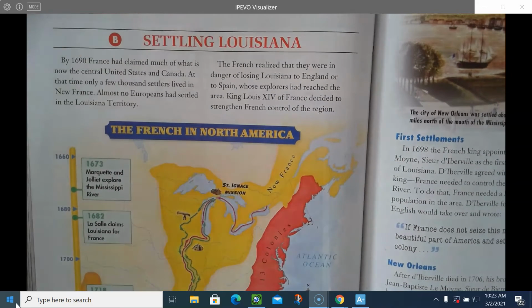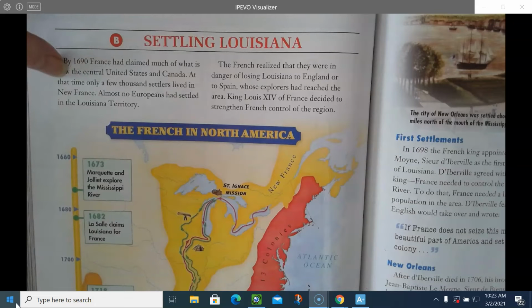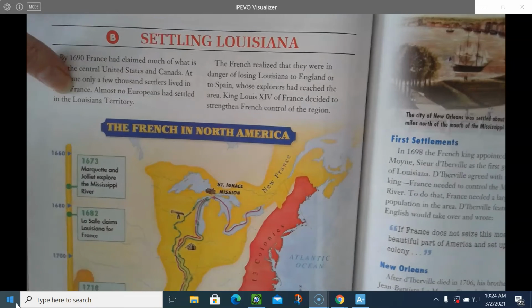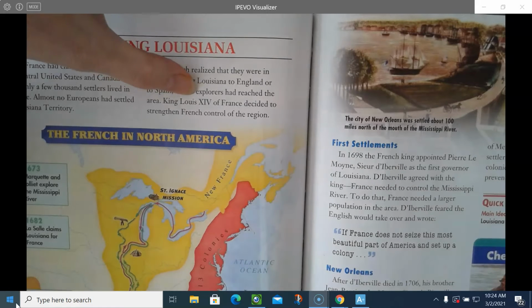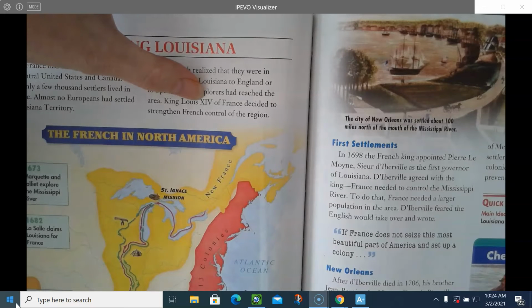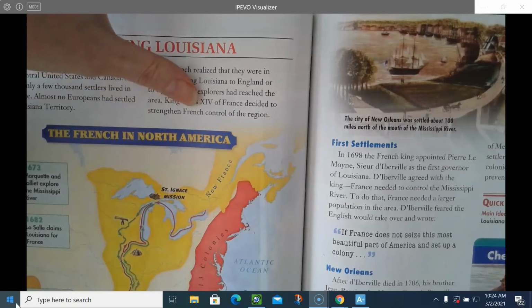Let's find out. By 1690, France had claimed much of what is now the central United States and Canada. At that time, only a few thousand settlers lived in New France. Almost no Europeans had settled in the Louisiana Territory. The French realized that they were in danger of losing Louisiana to England or to Spain, whose explorers had reached the area. King Louis the 14th of France decided to strengthen French control of the region.